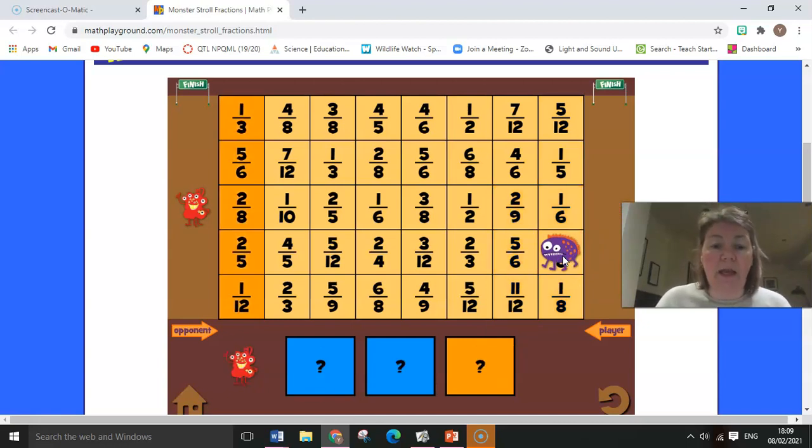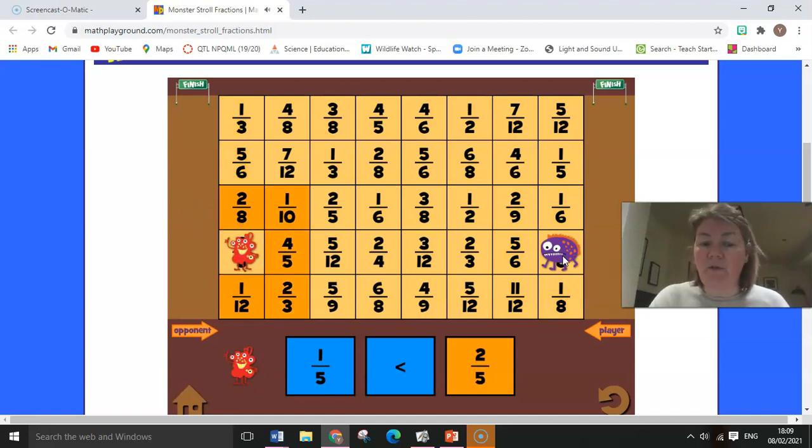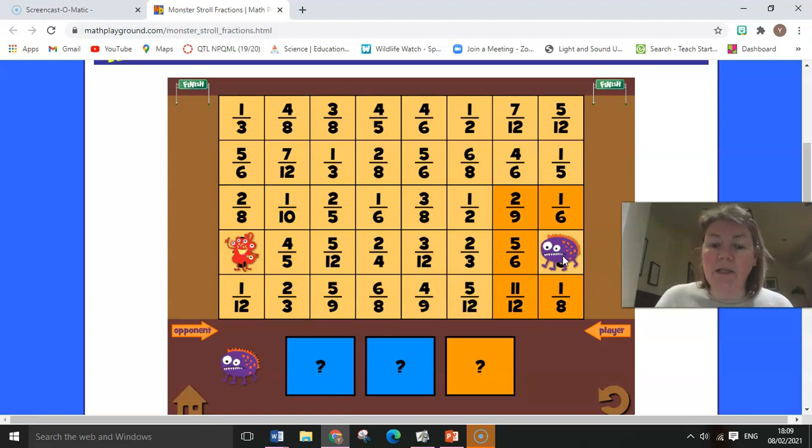So they've got a question. Here it comes. They've got 1/5 is less than 2/5. So they've had their go. My turn again. Here's my question down at the bottom. I can see I've got 2/8 is greater than, and these are all my choices. Now I know that 2/8, if I was thinking about a number line, I'm trying to visualize one in my head, but you could draw one down.